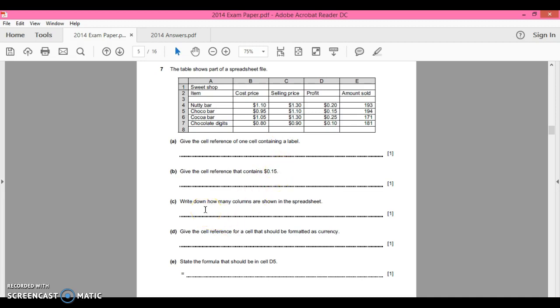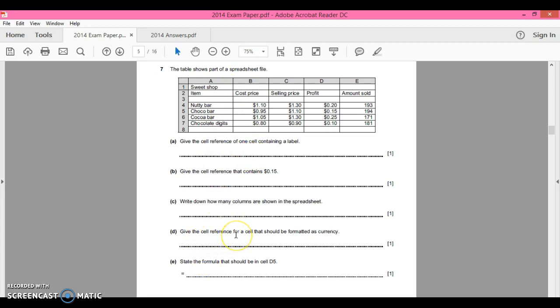Write down how many columns are in the spreadsheet. Now remember, columns begin with letters. This here is not a column. From A up to E is the columns. You don't write down A to E. It says how many columns, so count them, okay?